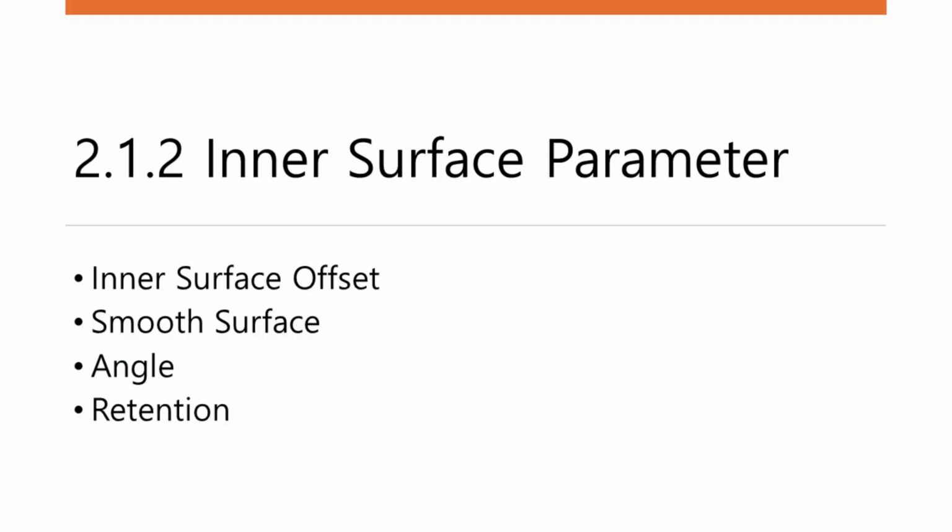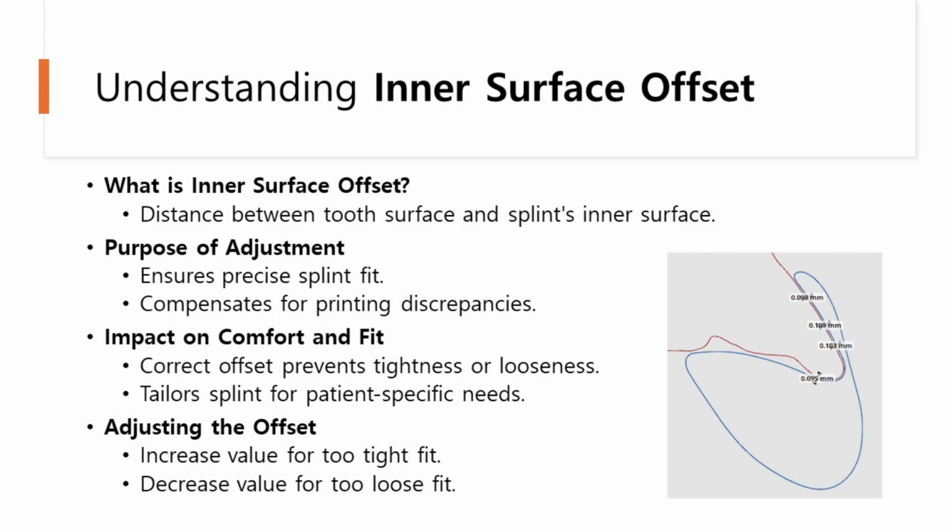When designing dental splints or any dental appliance, the inner surface parameters play a critical role in determining the fit, comfort, and functionality of the final product. Here's a breakdown of the 4 options you mentioned. The inner surface offset is a crucial parameter in designing and fabricating dental splints. It represents the gap between the actual surface of the tooth and the inner surface of the splint.